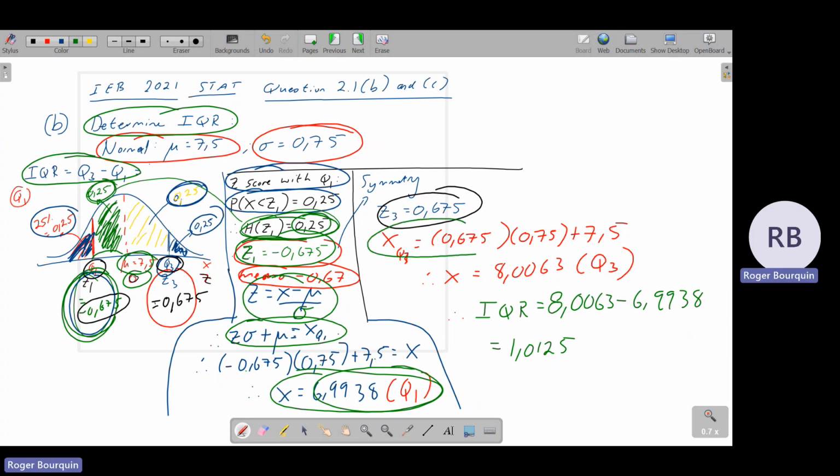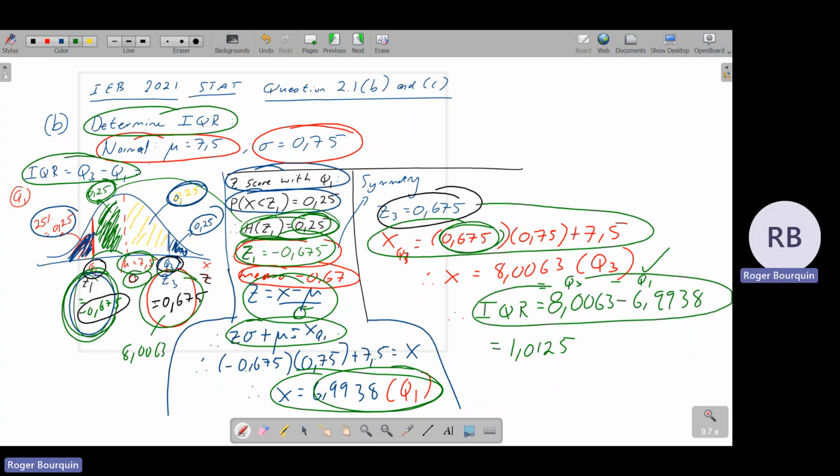For the upper quartile, I do the same process, using Z sigma plus mu. The only difference is that now the Z score is 0.675 instead of negative 0.675. And I end up with an X score to the right, which looks right. That X score is 8.0063. So the interquartile range is going to be equal to Q3 minus Q1, which is 8.0063 minus 6.9938. And I end up with an interquartile range of 1.0125.